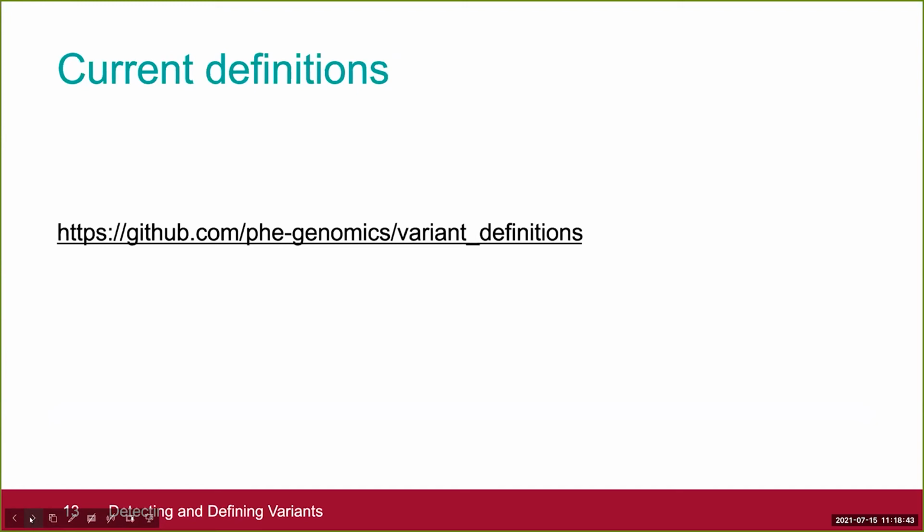So that is everything that I was going to talk about. The only other thing I wanted to point out to everyone is where our current variant definitions live. We have a GitHub page that contains all of the YAML files. So if you aren't aware of those, feel free to go and have a look. And if there are any questions, I will answer them.